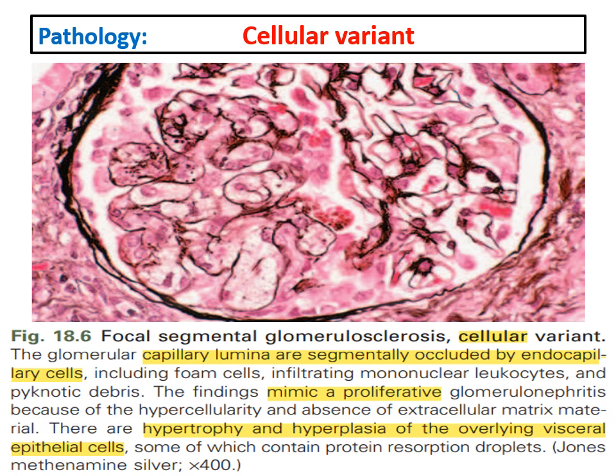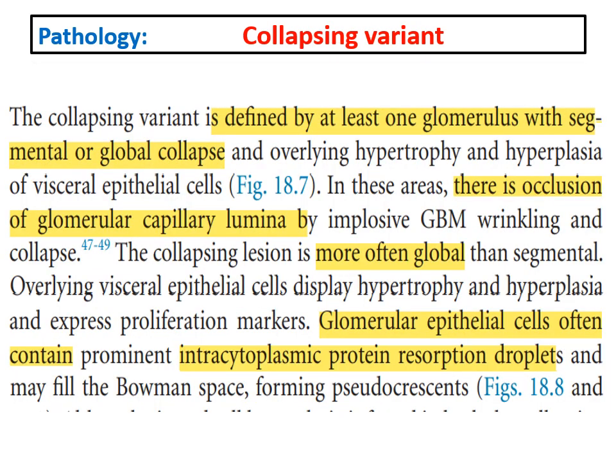As we said, in the cellular variant there is endocapillary hypercellularity that will lead to occlusion of capillaries. As we see here, there is some occlusion or partial occlusion of capillaries due to this hypercellularity in endocapillary cells that mimics a proliferative GN. And there is also hyperplasia and hypertrophy of the overlying visceral epithelial cells. Look here, there is hyperplasia and proliferation of the visceral epithelial cells. This is the cellular variant. What about the collapsing variant?